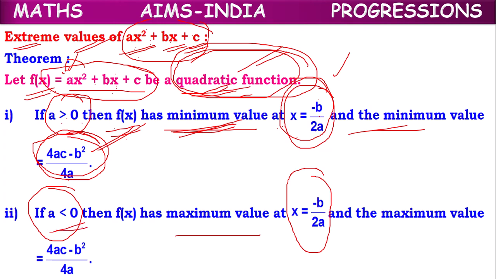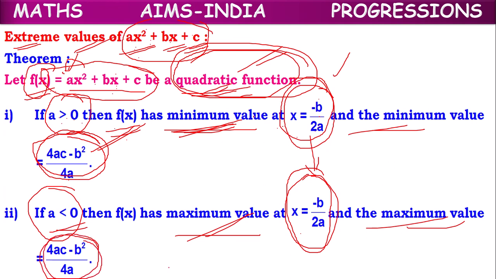Suppose a is less than 0, then the quadratic function will have a maximum value at x equal to minus b by 2a, the same x value, and the value is 4ac minus b square by 4a. The x value is the same and the values are the same, but whether the value is maximum or minimum depends on the value of a. If a is greater than 0, the function will have a minimum value. If a is less than 0, the function will have a maximum value.